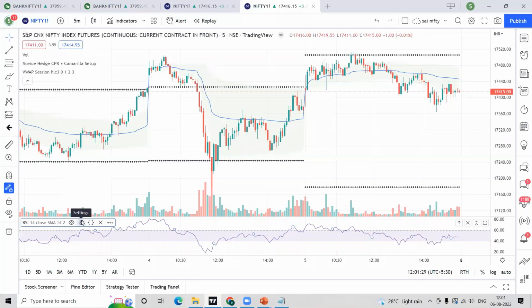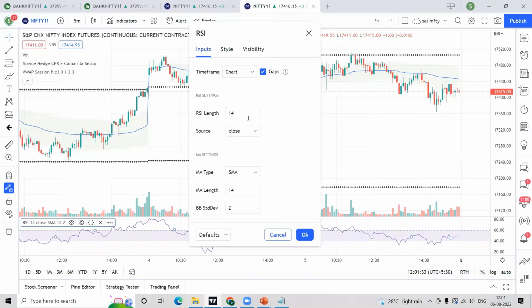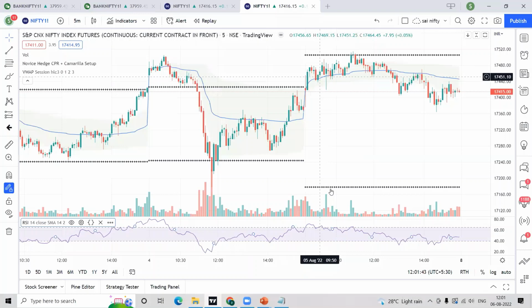I will give 65 for the upper limit and 40 for the lower limit. So I am going to use three things: previous day high and low, VWAP, and RSI.